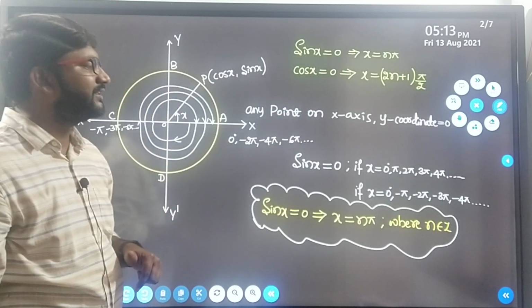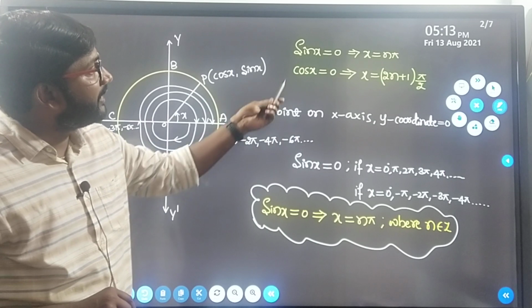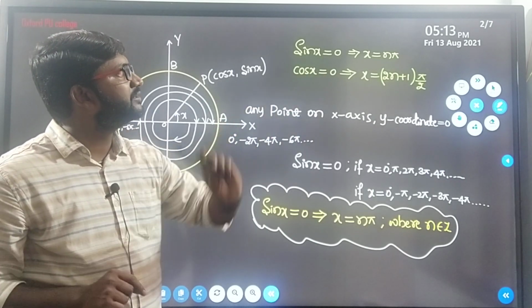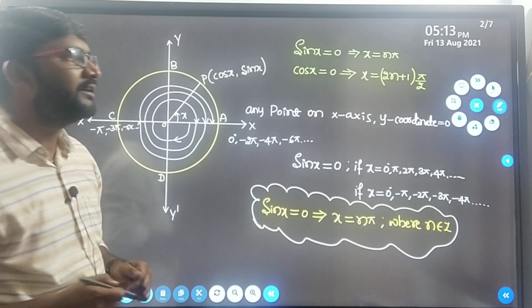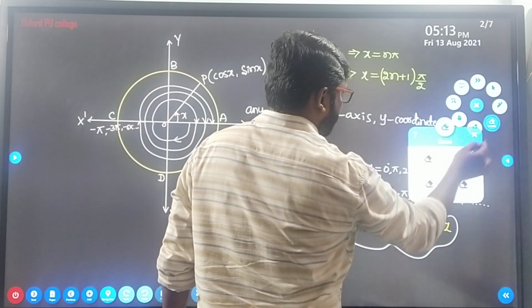So quickly go through this. Then I'll be discussing how we get this. cos x equal to 0 implies x equals (2n plus 1) into pi by 2. So I'll rub this.